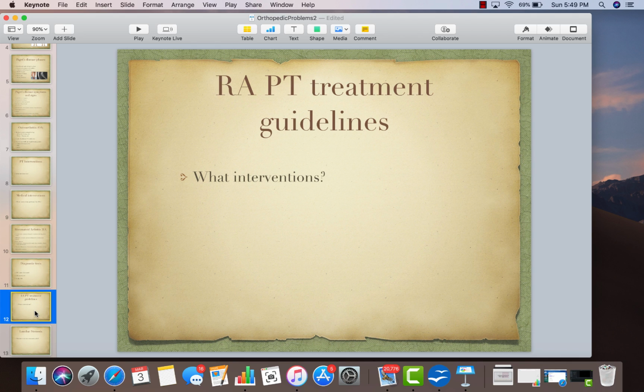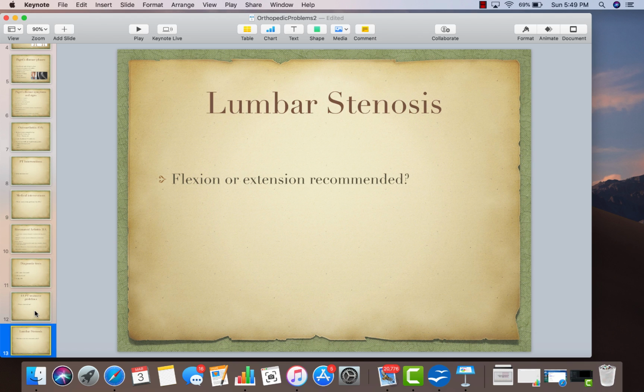Let's go back to the RA. In the non-acute phase, in the subacute or the chronic phase, that's where we may want to begin strengthening them. We might not push them as much as we push our osteoarthritis patients. With lumbar stenosis, and I think most of you know this, these patients work on flexion, not extension, because that can exacerbate the problem. And in terms of osteoporosis, we're typically working on extension, right? Avoiding flexion with osteoporosis, so we want to avoid crunches and that kind of thing.